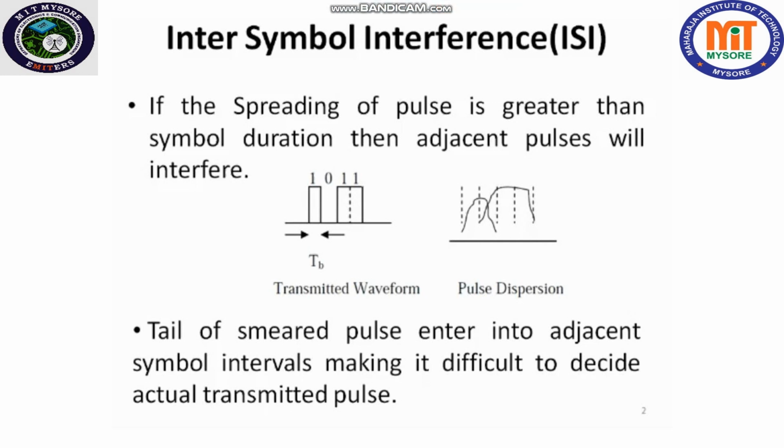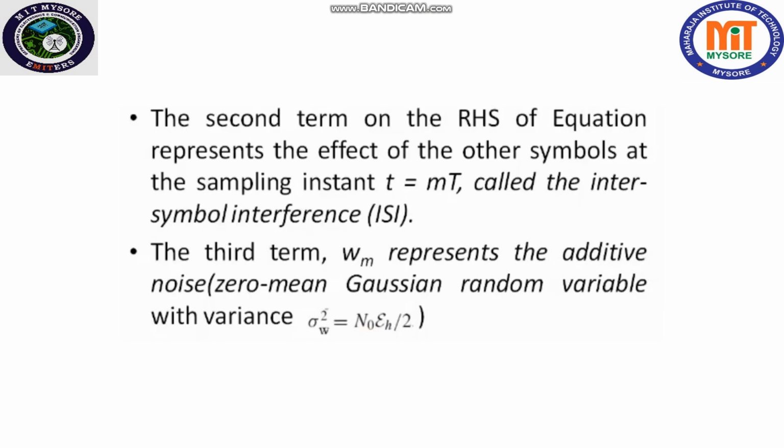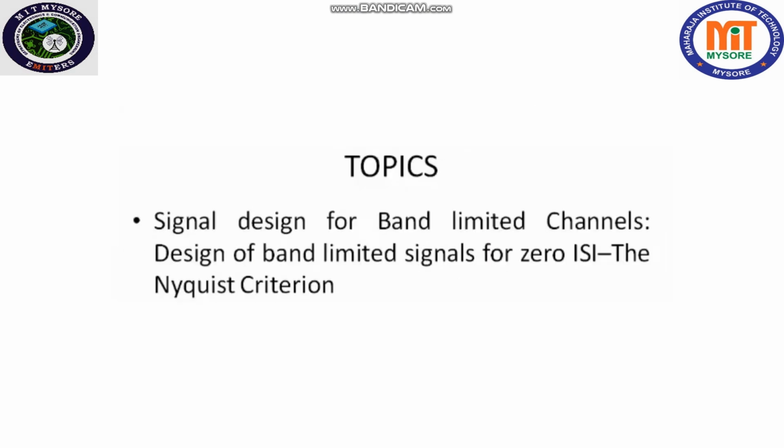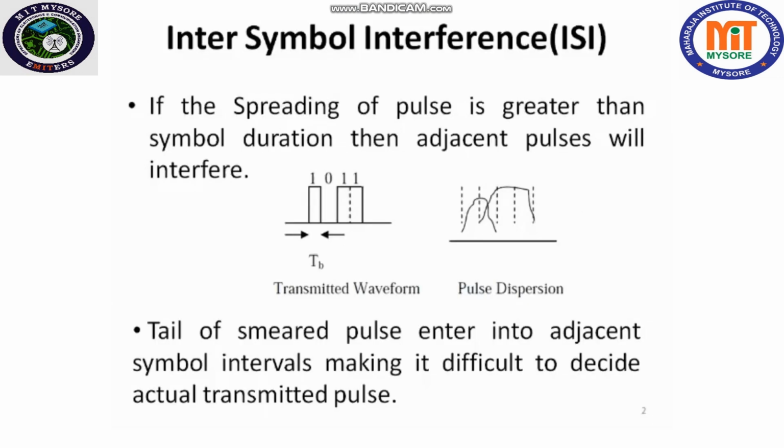Hi all. In the previous session, we derived the equation for the sampler in the receiver. In that, the second term we had indicated as intersymbol interference. So let us start our discussion with that point and try to understand what this intersymbol interference is, and how to overcome the difficulties arising because of that.